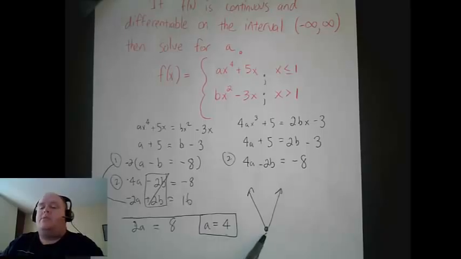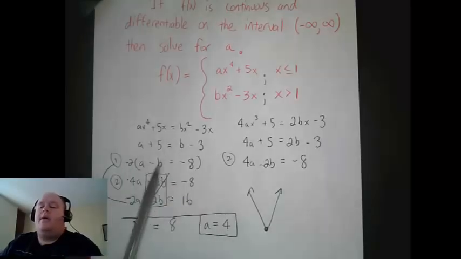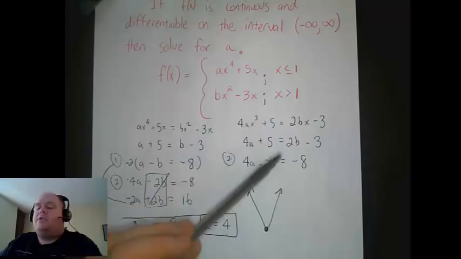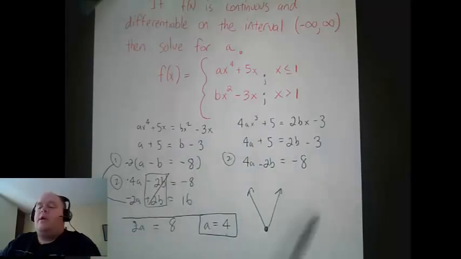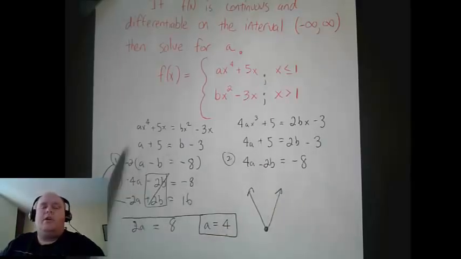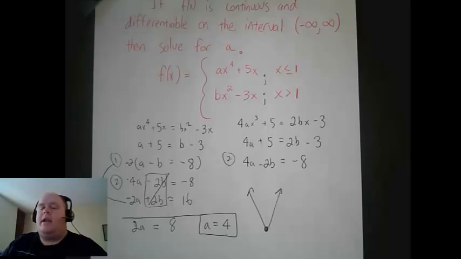All right. So that's why we had to set them both equal the original functions to find the y value, and we took the derivative, set those guys equal, and then this shows that it's actually differentiable. So this part right here is showing that it is differentiable. This part right here is showing that it is continuous. All right, and once we solved it, we did get a equals 4.